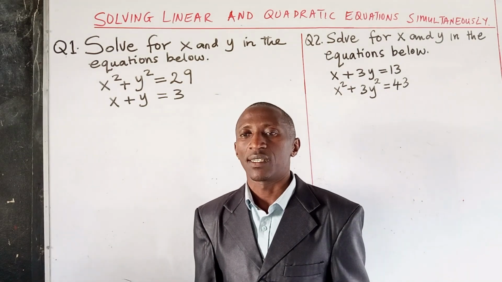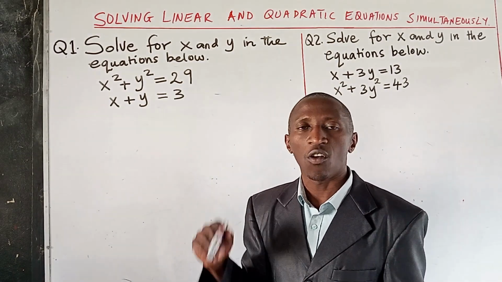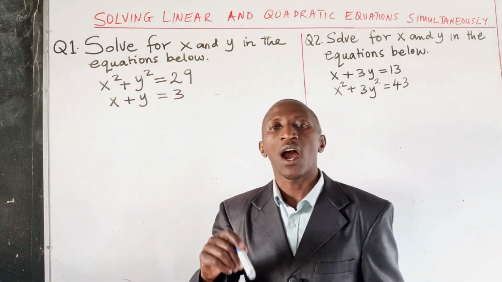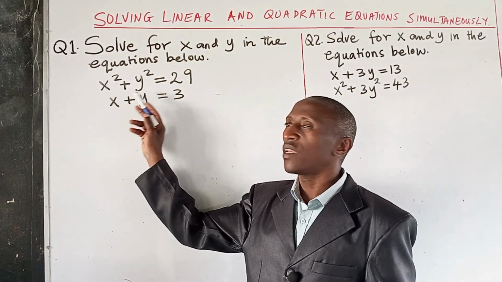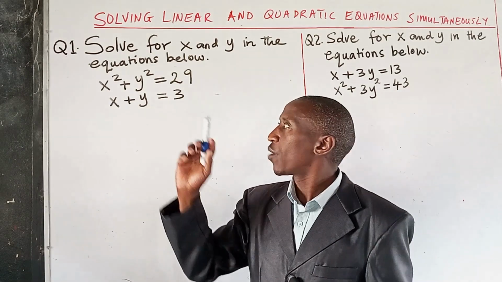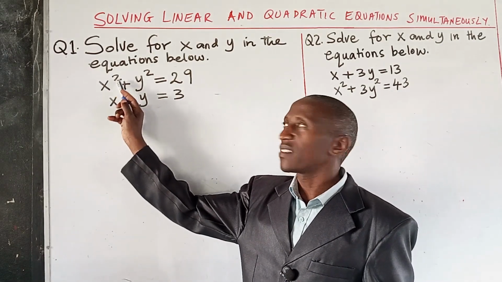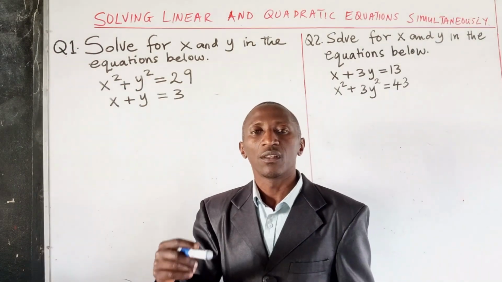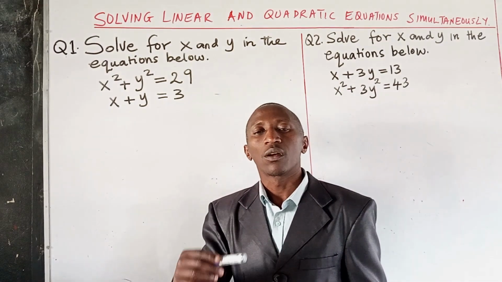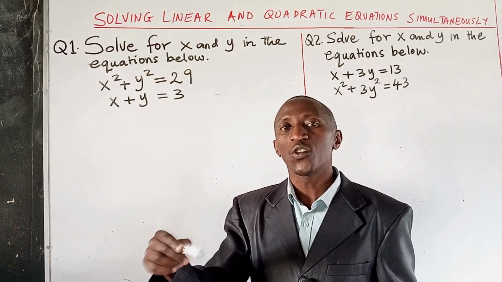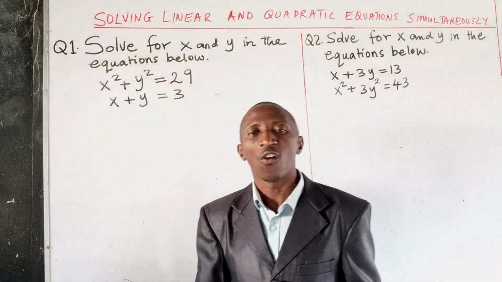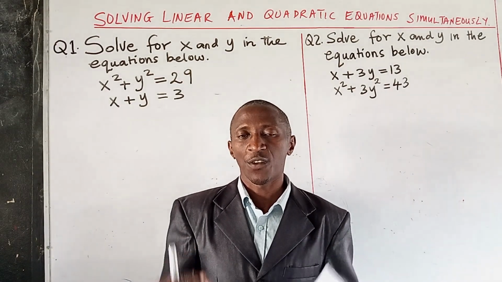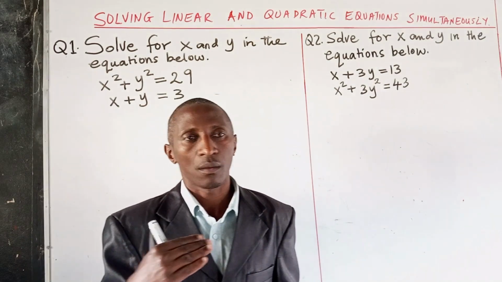Why is it quadratic? And why is this one called linear equation? A linear equation has the highest power of its unknown being 1, whereas a quadratic equation has the highest power of its unknown being 2. Later on, we shall meet cubic equations. In the cubic equations, the highest power of the unknown will be power 3. So that is the way we have developed this material.